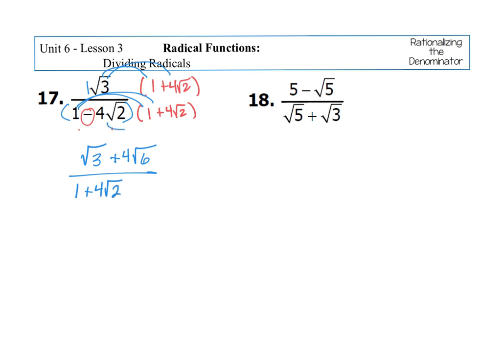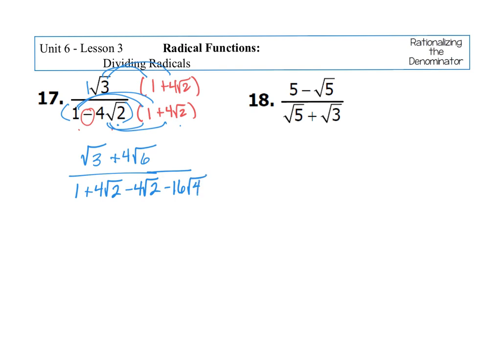And the inside, we have negative 4 square root 2 times 1, so minus 4 square root 2. And then negative 4 square root 2 times positive 4 square root 2. Negative 4 and positive 4 make negative 16. And 2 times 2 for our radicands makes the square root of 4.